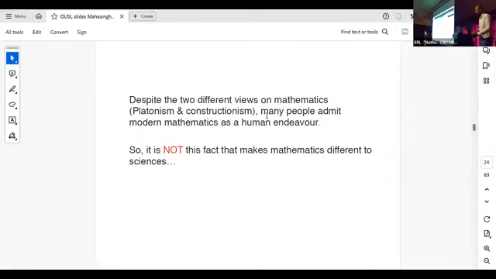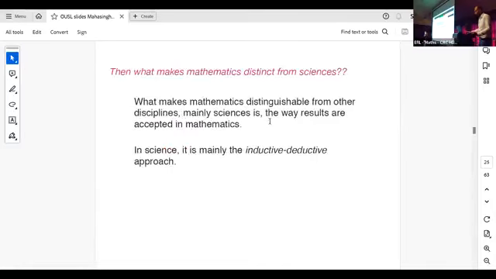And the thing is, mathematics has this aspect, and I prefer to view mathematics as a result of human endeavor. But there's a feature that makes it distinct from other disciplines, mainly sciences. It is not the fact that mathematics came out of nowhere, no. It is a human effort, a collective effort. But there's one feature that signifies mathematics and makes it distinguishable from other disciplines. That is the approach in mathematics, the rule of acceptance. How we accept something in mathematics.